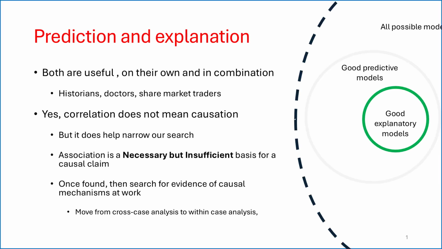In this slide, I want to talk about prediction and explanation as a useful background perspective on the use of EvalC3. Both of these are useful on their own and in combination. Historians pay a lot of attention to explanations of what has happened, but they don't do very much, if anything at all, in terms of trying to make predictions about the future.